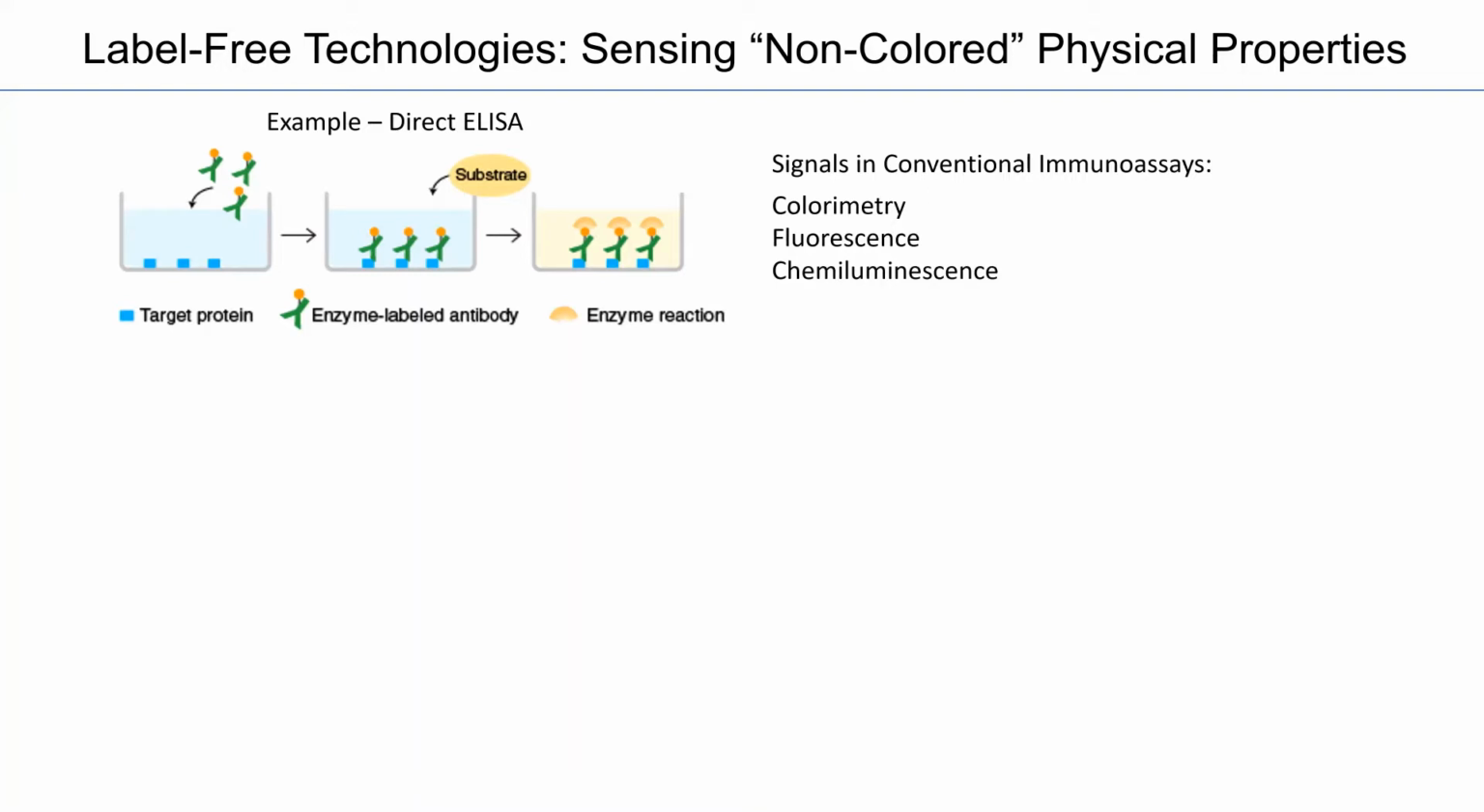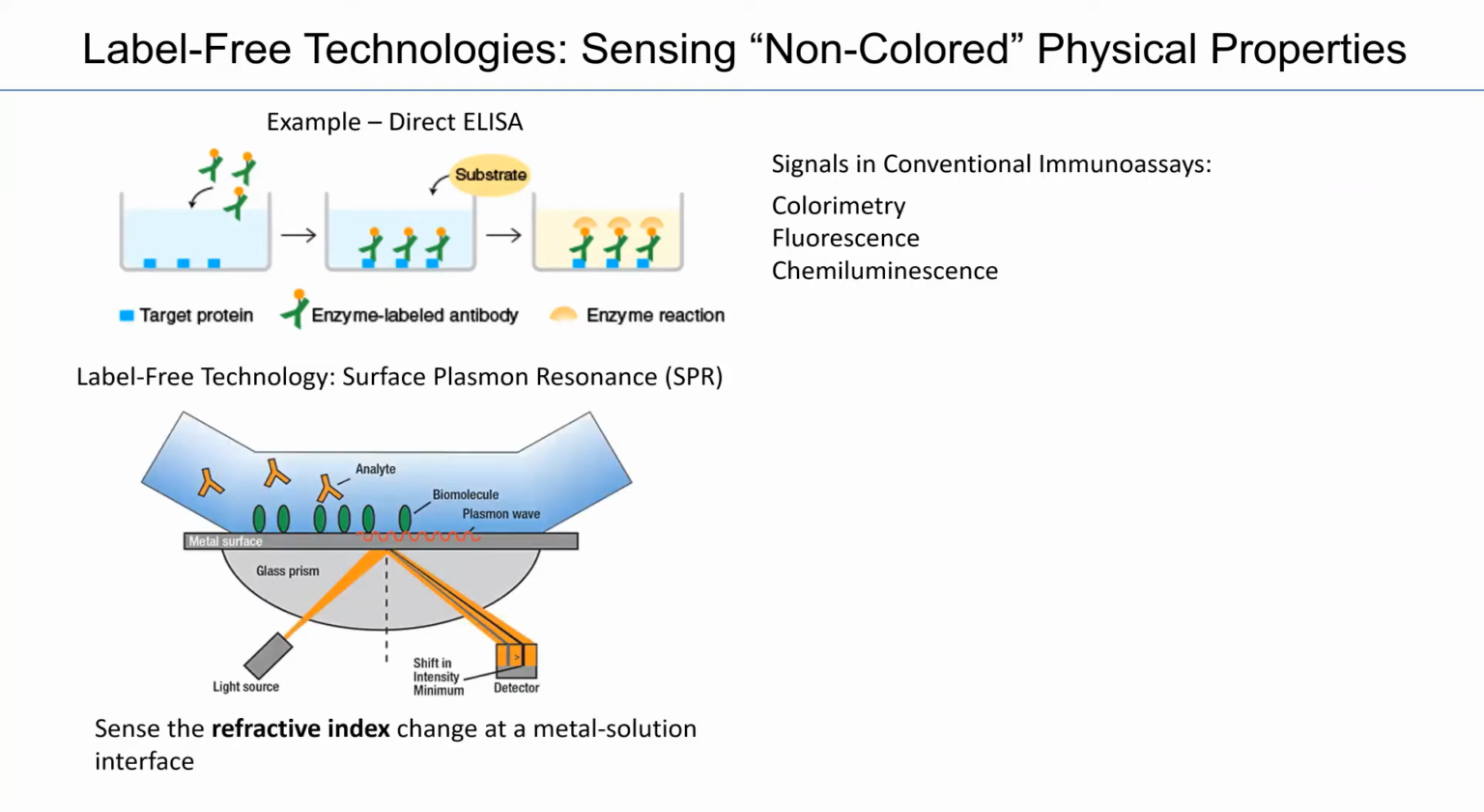However, if you use label-free technologies to run immunoassays, then you don't need a reporter molecule. The most classic label-free technology is called surface plasmon resonance, or SPR. And SPR senses the refractive index change at a metal solution interface. So if you have an antibody and an antigen, you want them to interact at a metal solution interface, then you can use SPR to monitor the entire time course of this immune reaction in real time. And you don't need to attach any reporter molecule to the immune complex in order to see the signal.